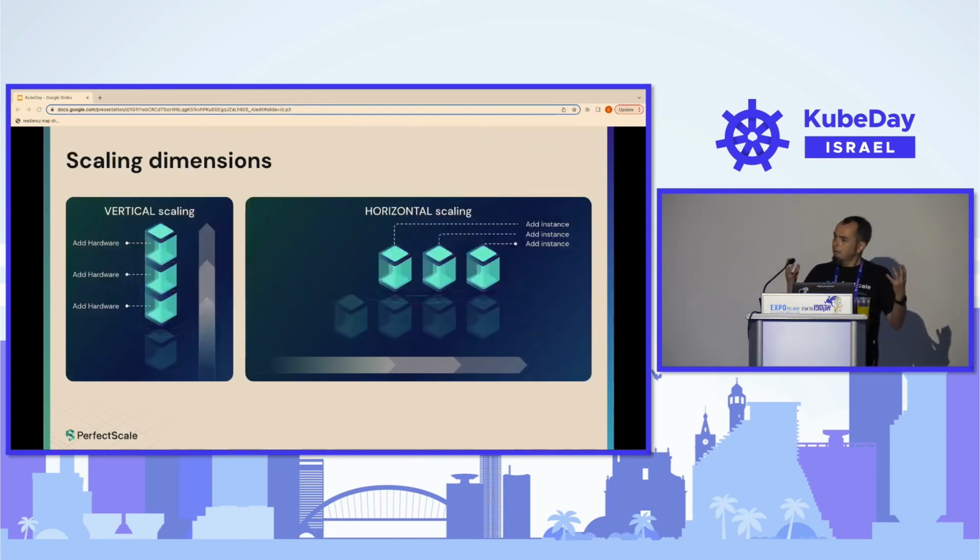So let's dive into autoscaling. When we're talking about scaling in general, there are 2 dimensions to think about: vertical scaling and horizontal scaling. Vertical scaling is when we're adding more resources to the existing instances, whether nodes or pods. And horizontal scaling is when we're adding more replicas.